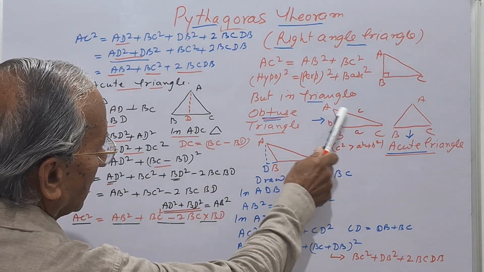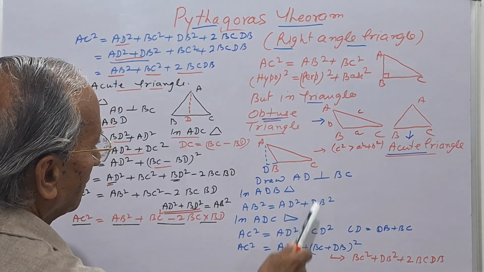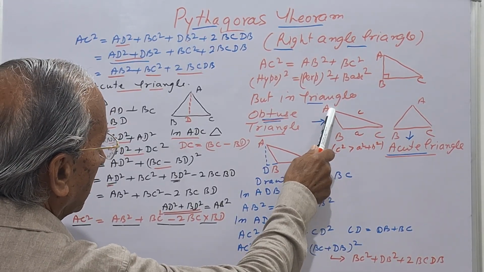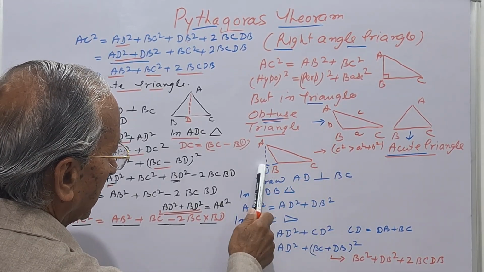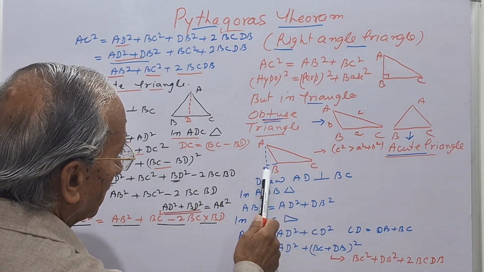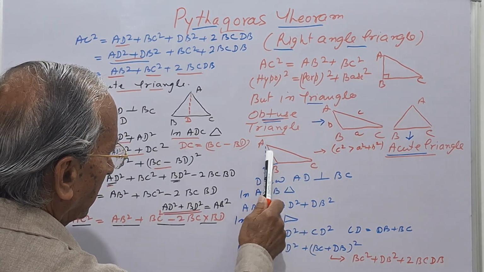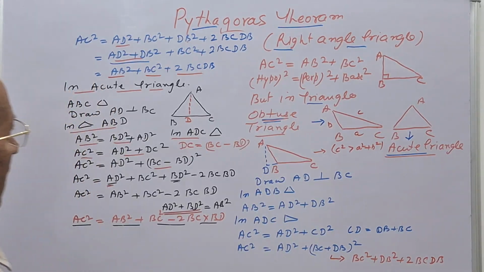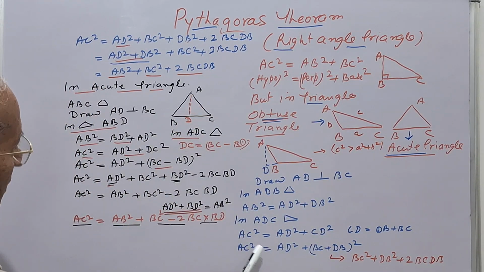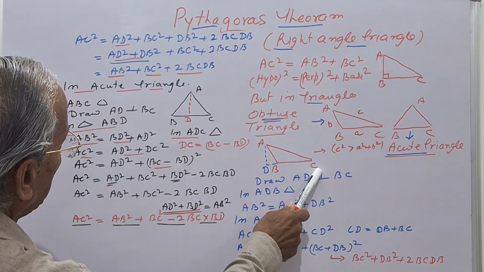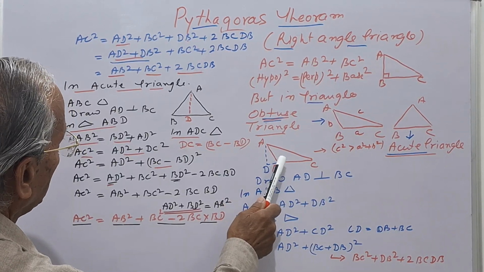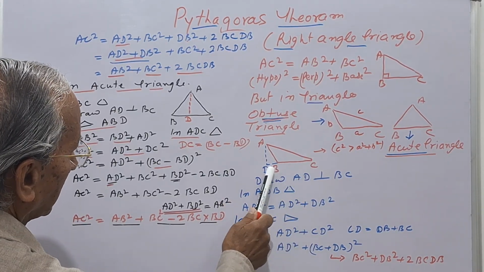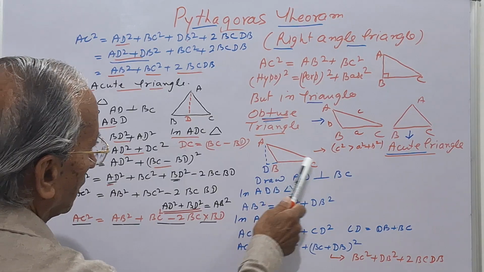See here, AC is the hypotenuse, and the perpendicular drawn is AD on DC. ADB and ADC, the two triangles, are taken and then simplified, and we get AC square is equal to AB square plus BC square plus 2 DB into BC.